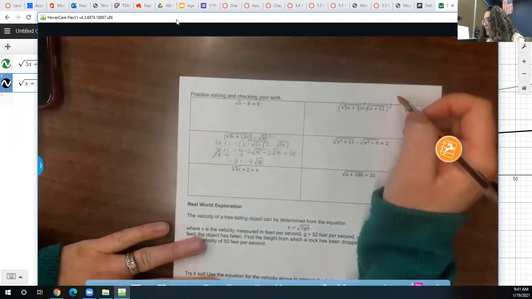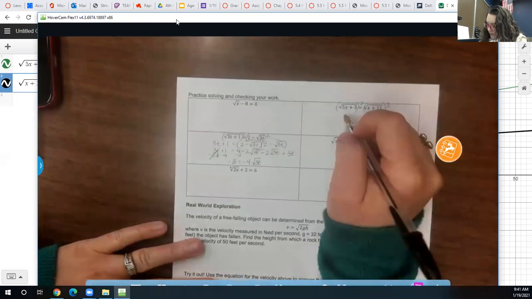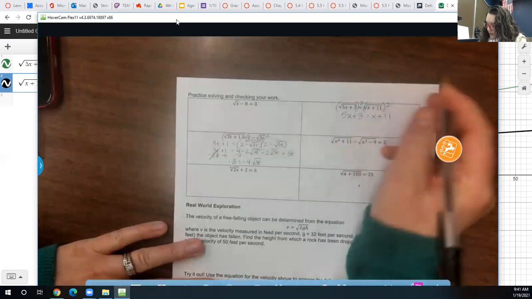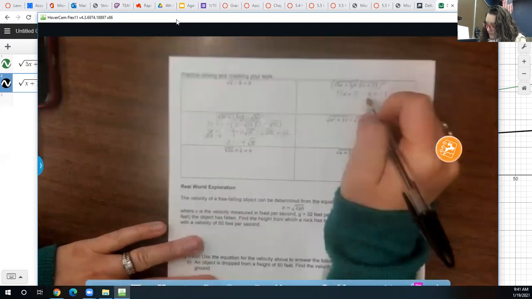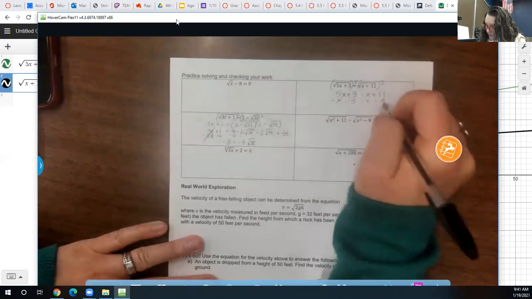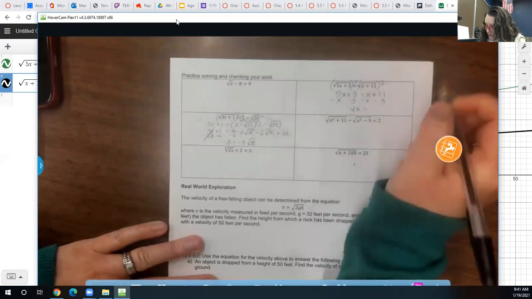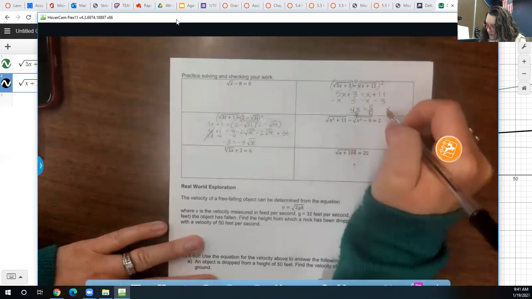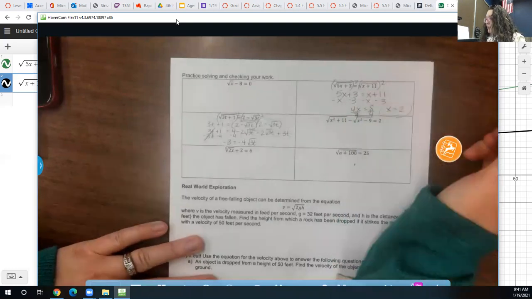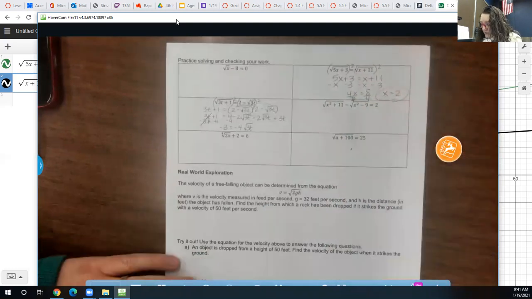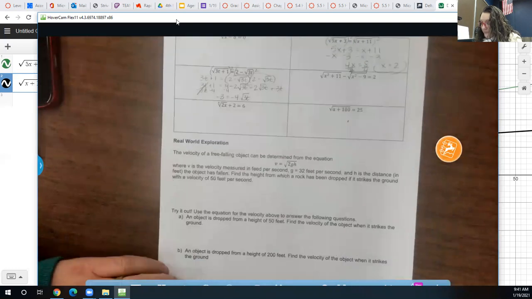Radicals are already isolated. I'm going to square both sides. So I have 5x plus 3 equals x plus 11. Now I'm going to isolate my variable. I'll solve for my variable, right? So I have 4x equals 11 minus 3, which is 8. Look at that. x equals 2. That's what we were trying to prove. Nice. Okay.